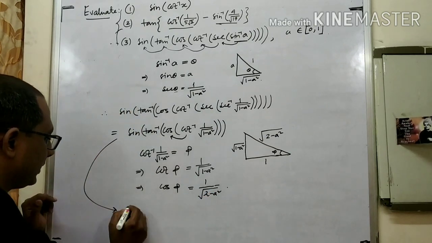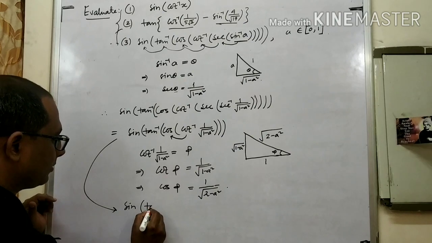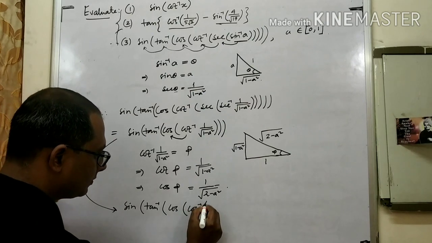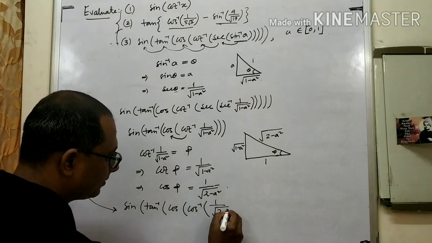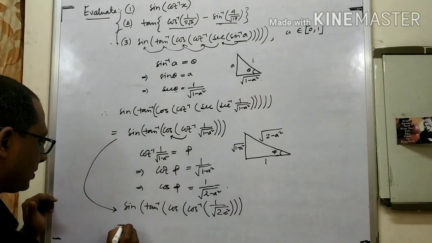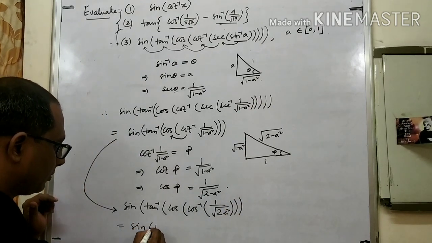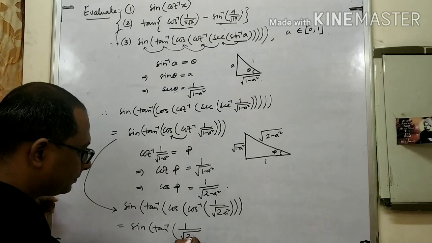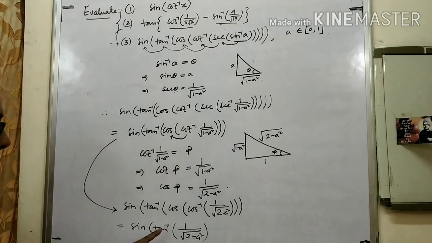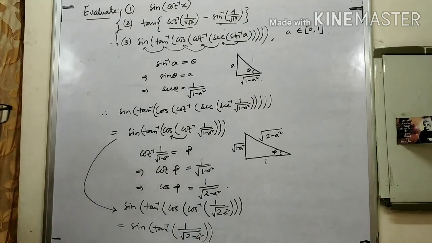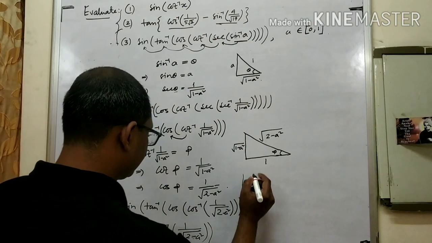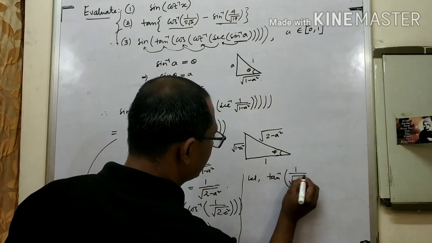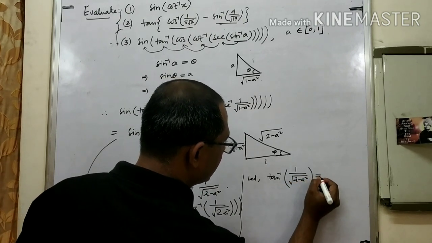Therefore, from here I write sine of tan inverse of cos inverse of 1 by root over 2 minus A square. So basically we will be left with sine of tan inverse of 1 by root over 2 minus A square. One more step to go, from tan to sine. So again, let tan inverse of 1 by square root of 2 minus A square be equal to something else.